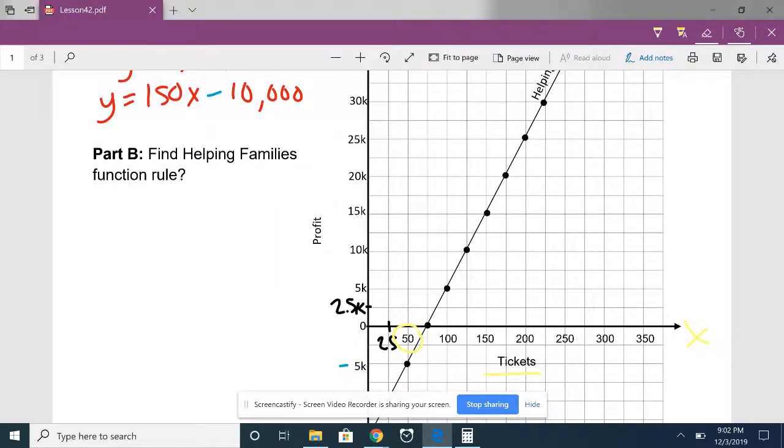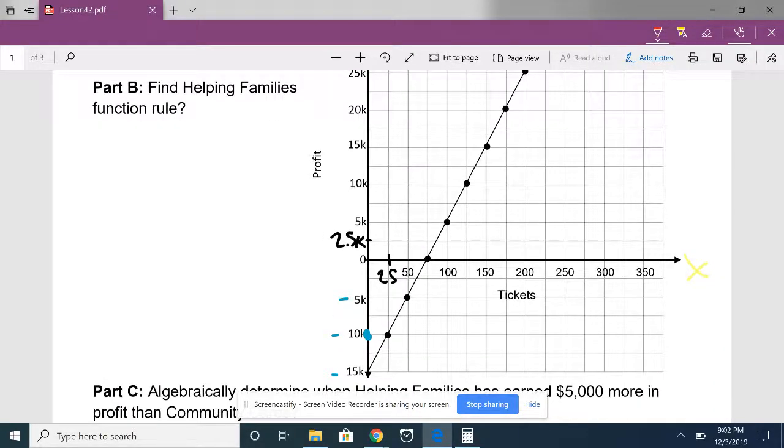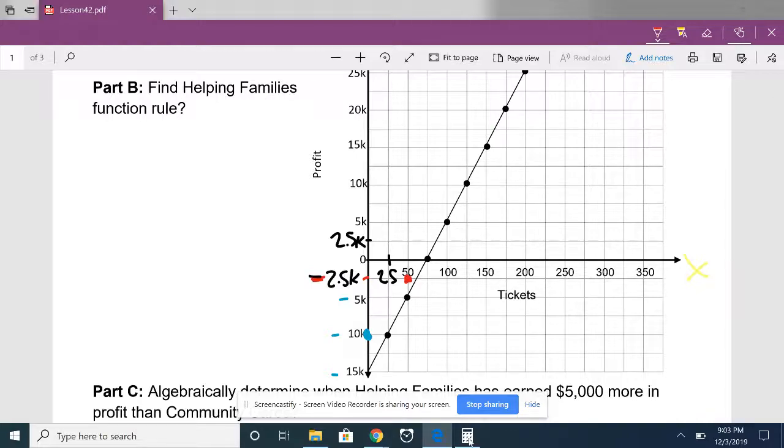That point is right here, 50, negative 2,500, since this is negative 2.5K. All right, so I got my first two points here. I got this one and I got this one. Now I've got to figure out the box scheme of how I get to those two red dots.